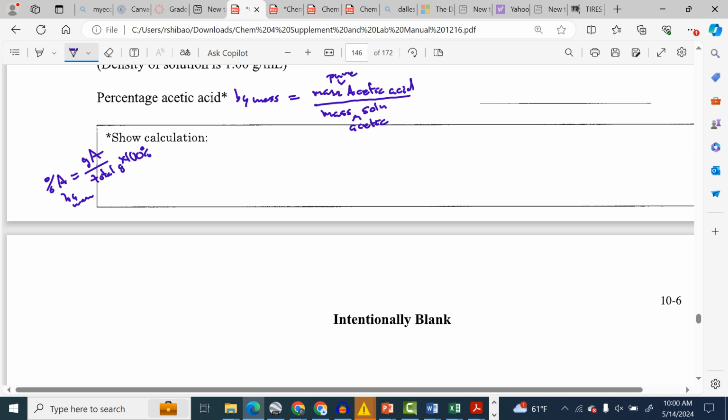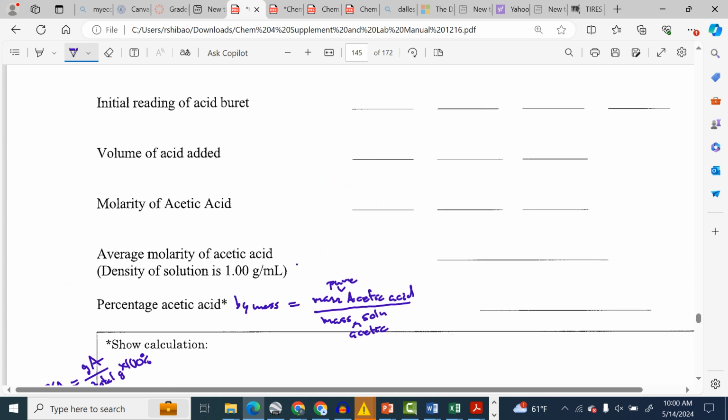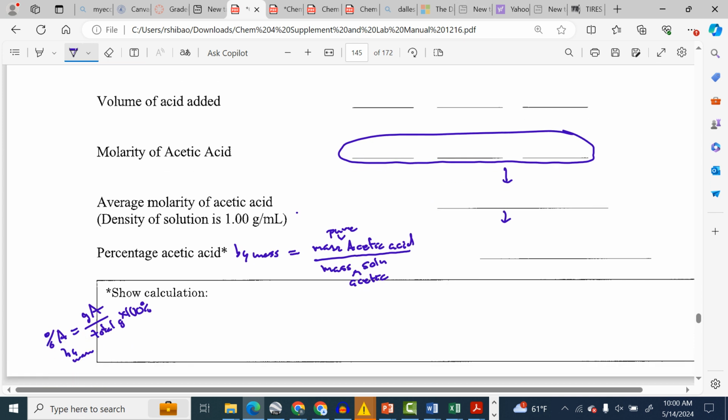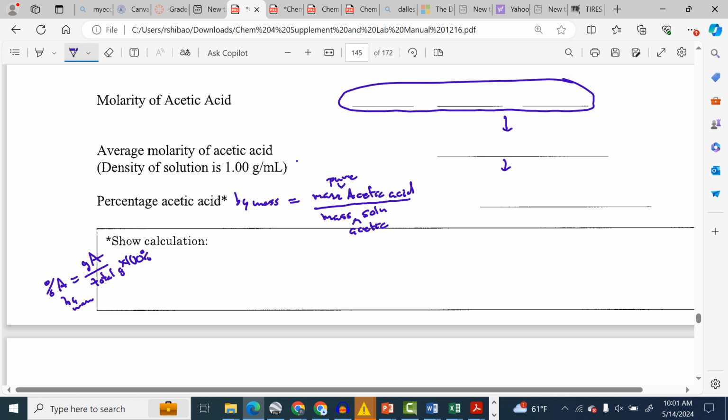So what we're going to do is we could calculate this for each trial, but they didn't write 3 lines here, or 4 lines. It would be good to see it, but we'll see the spread here. So we'll get an idea of the precision. Then we'll take the average, and then we'll just use the average. So was your question, do you need to do it for each one or do it for the average? All right, we're going to do it for the average for the percentage. It would be good to do it for each one and then see the spread there as well. But it's all right. The percentage of acetic, we'll just take the average molarity.